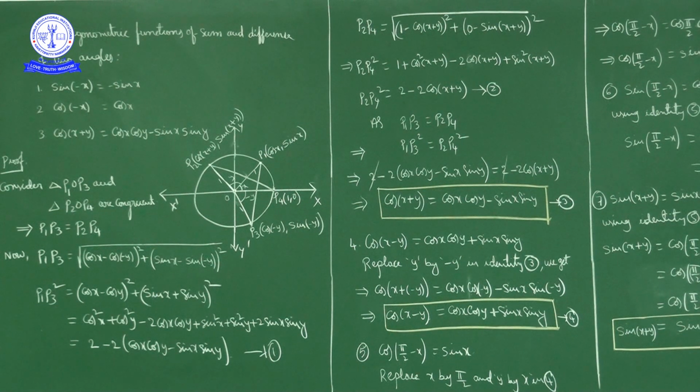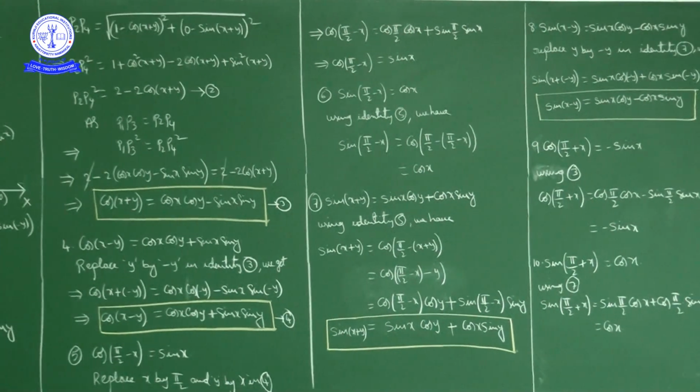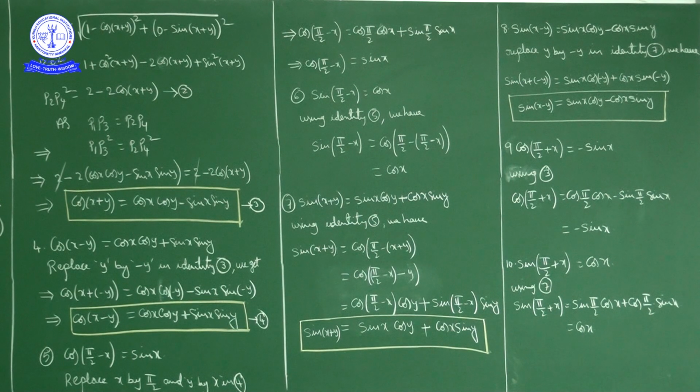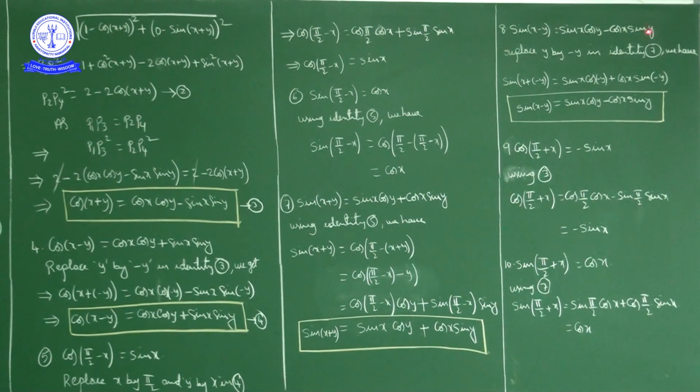Okay. Next identity, sin x minus y formula: sin x cos y minus cos x sin y.